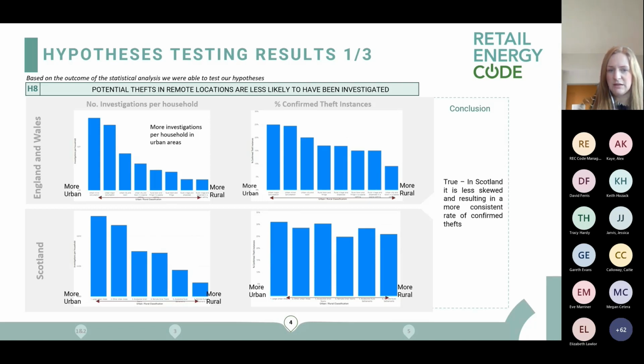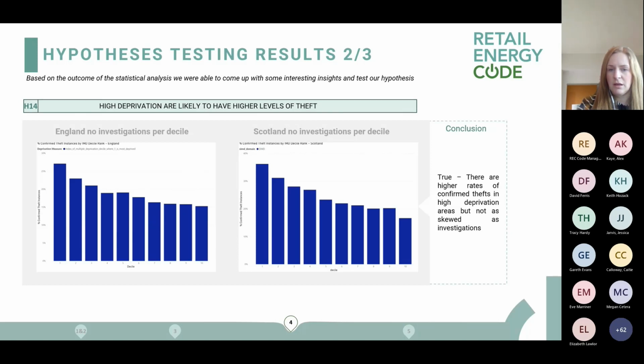We go to the next slide. So here we have deprivation indices. Each of these deciles is a similar population, and the charts are showing the proportion of confirmed instances of theft per decile. So it's showing that there are more confirmed thefts in the high deprivation indices than there are in the lower deprived areas.